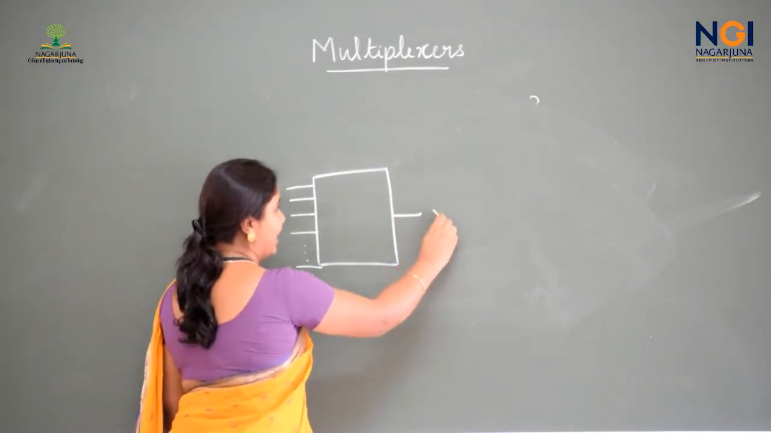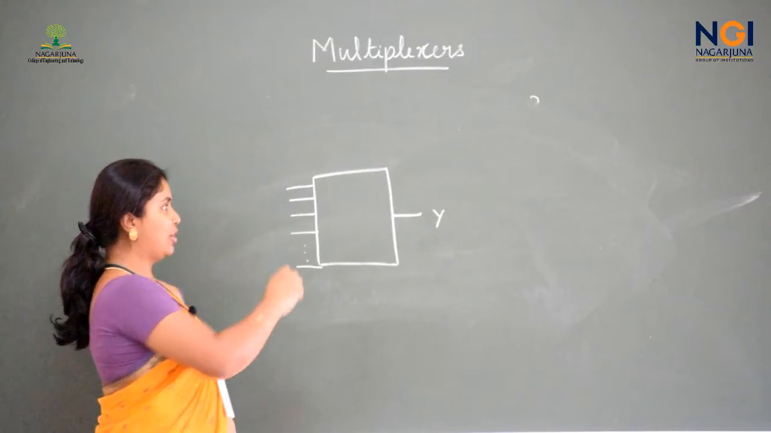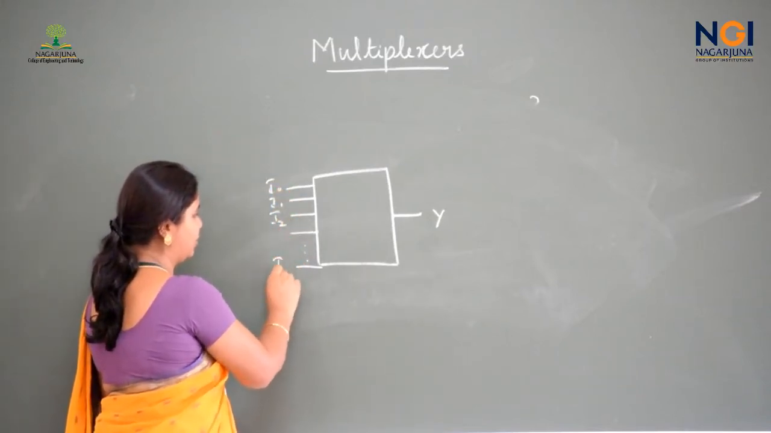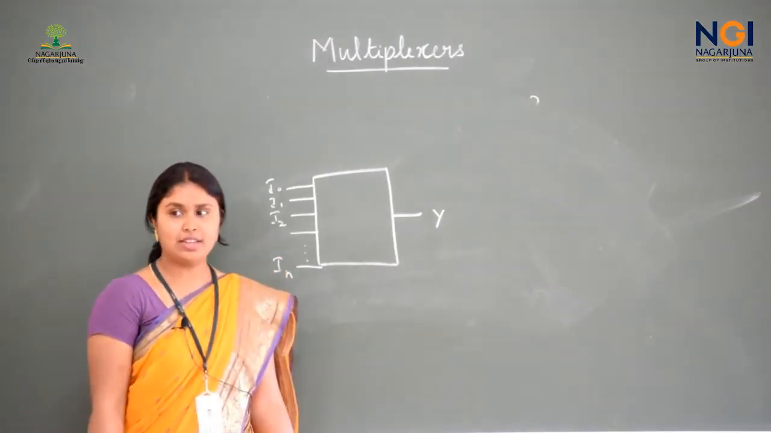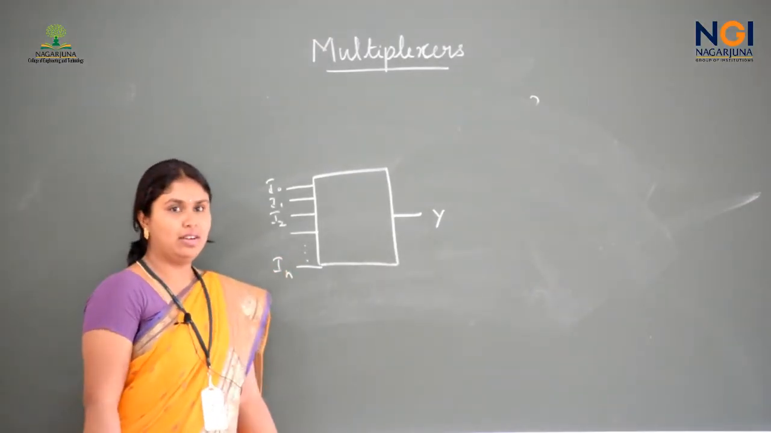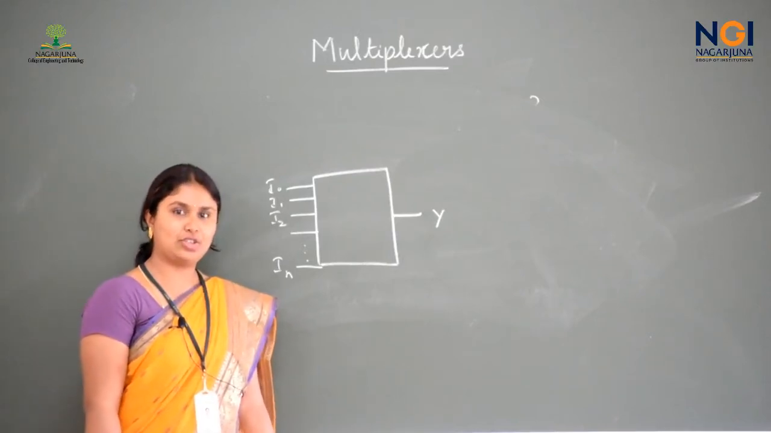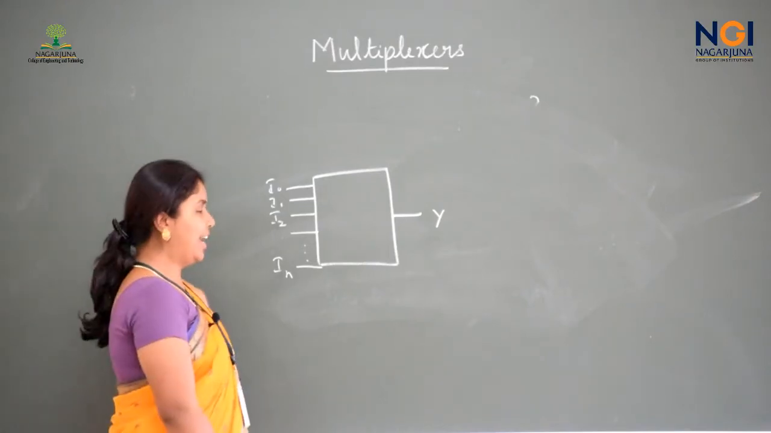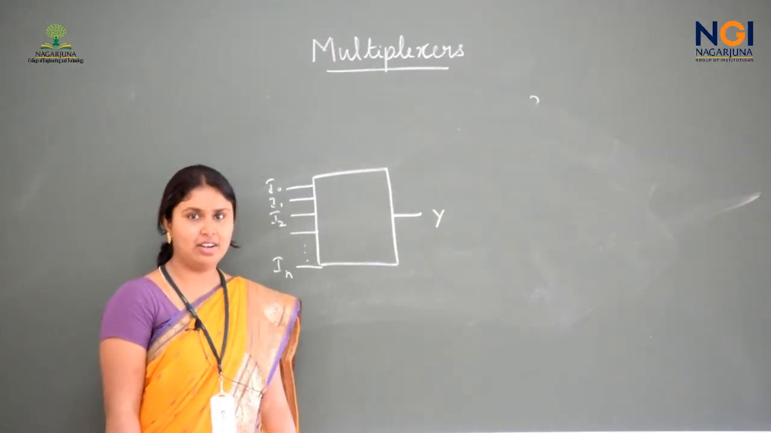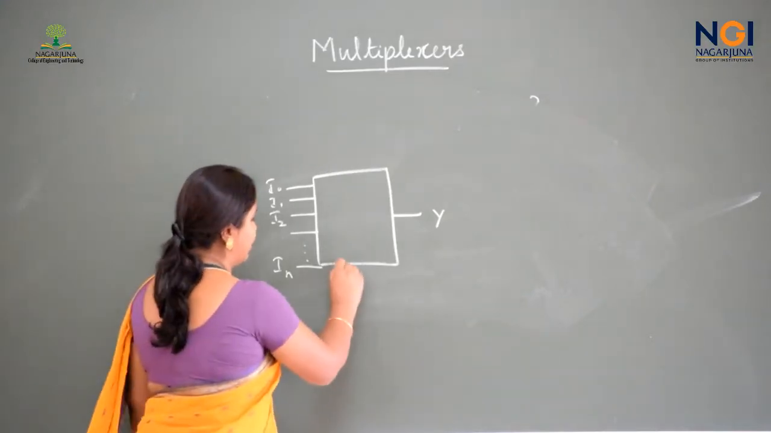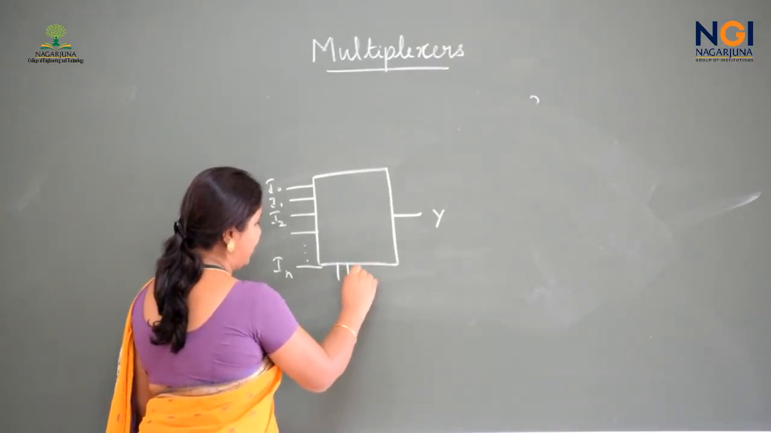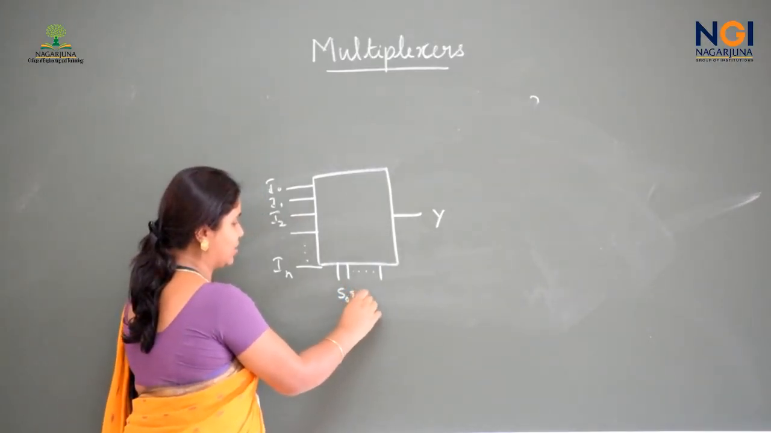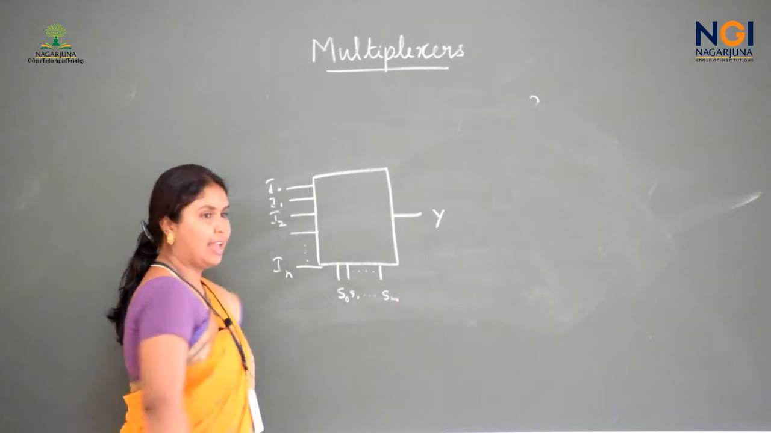Let me call the output Y and the input lines I0, I1, I2, and so on up to In. As I told you, in a multiplexer, one of the input lines is selected and directed to the output. Now, the question is how the input line is selected. For that, we have something called the data selector. Let me say I have many select lines, which I name S0, S1, and so on up to Sm.